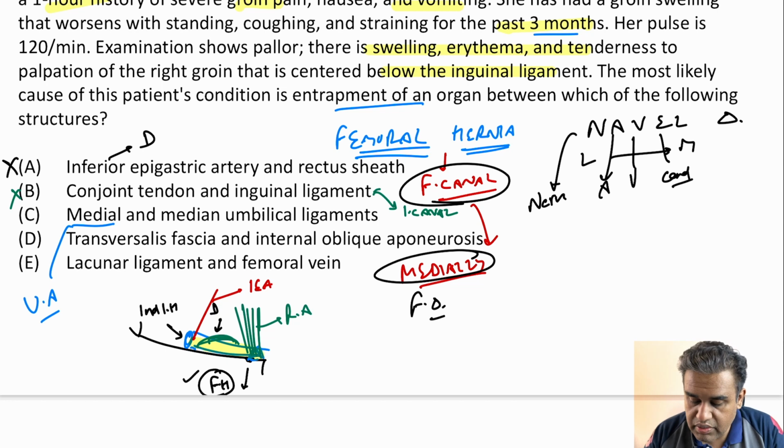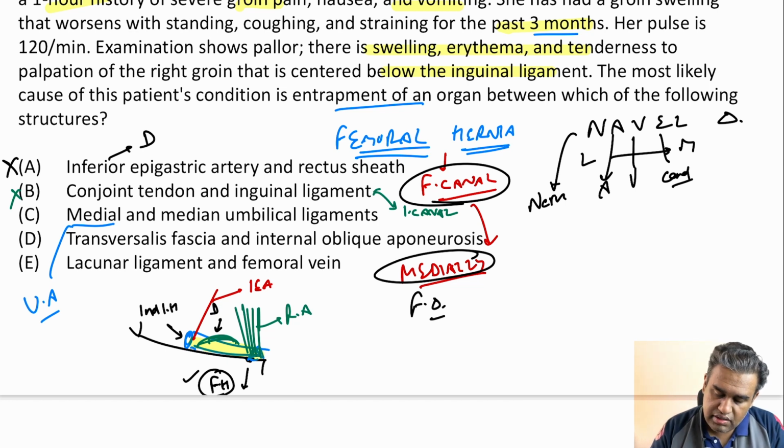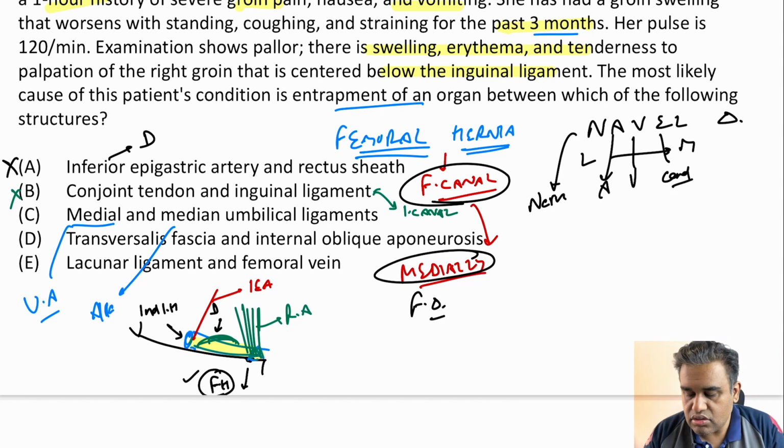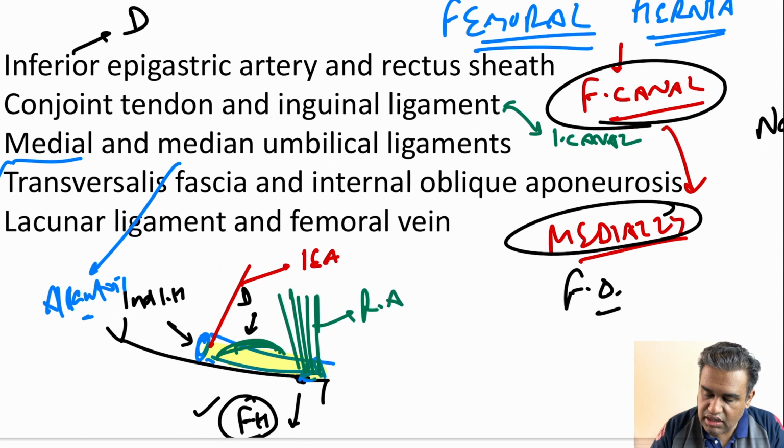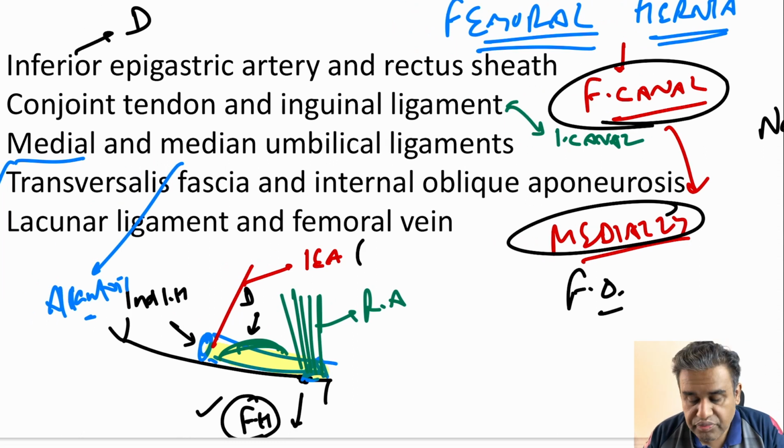They are of no use, so they become ligaments. And the median is actually the allantois or the urachus, we can call it. Now it is also a part of the direct inguinal hernia. Okay, why so? Let me tell you that this inferior epigastric artery which you are seeing over here actually forms a lateral umbilical ligament.